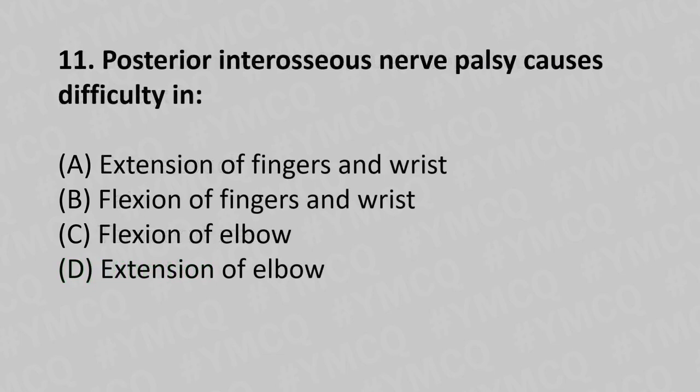Moving to our 11th question. Posterior interosseous nerve palsy causes difficulty in option A, extension of the fingers and the wrist. Option B, flexion of the fingers and the wrist. Option C, flexion of the elbow. Option D, extension of the elbow. And the answer is option A, extension of the fingers and the wrist.